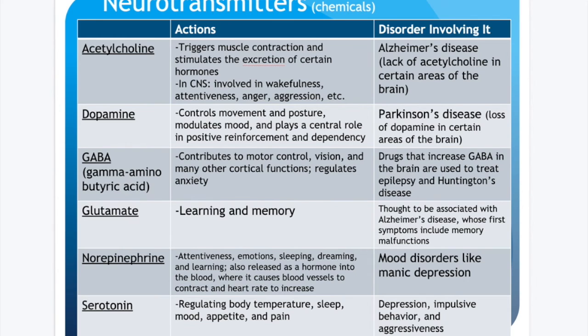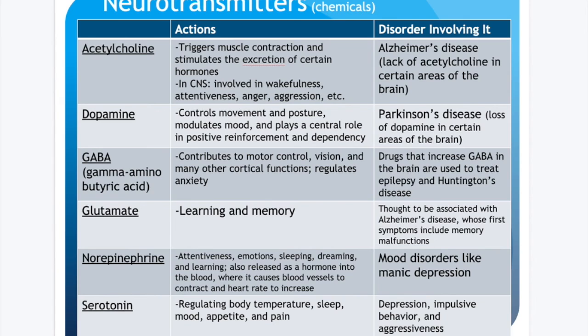Next is glutamate, which has a role in learning and memory, and it's thought to be associated with Alzheimer's because there are memory issues with Alzheimer's. Norepinephrine is going to be released in any kind of stressful situation. So it's going to cause your heart rate to increase, breathing rate to increase, things like that. It seems to be involved with mood disorders like manic depression. And then we have serotonin, which helps to control our body temperature, our sleep patterns, mood, appetite, and pain. Abnormal levels of serotonin seem to be related to depression, impulsive behavior, and aggressiveness.